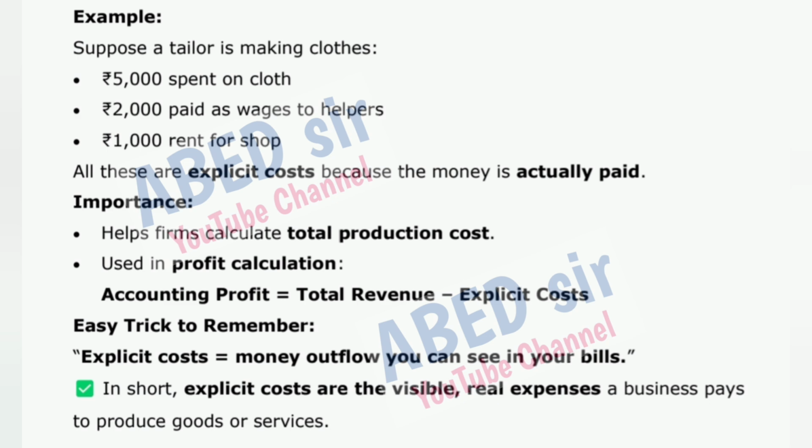Importance: helps firms calculate total production cost. Used in profit calculation: accounting profit is equal to total revenue minus explicit costs. Easy trick to remember: explicit costs is equal to money outflow you can see in your bills. In short, explicit costs are the visible, real expenses a business pays to produce goods or services.